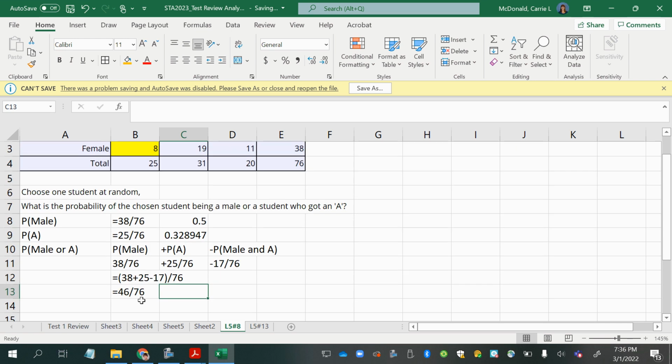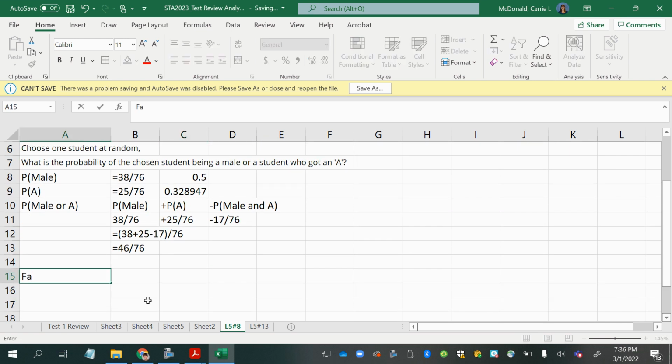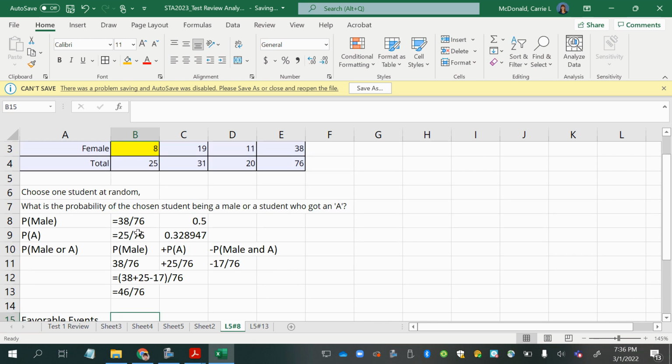Now let's look at another way of doing this. We could have also simply counted favorable events by just using the table.